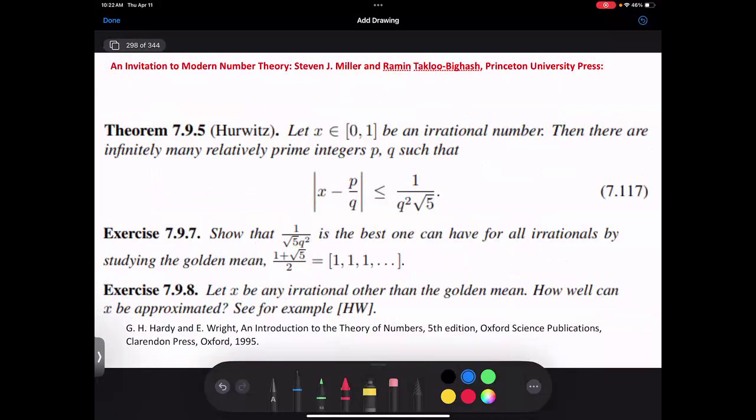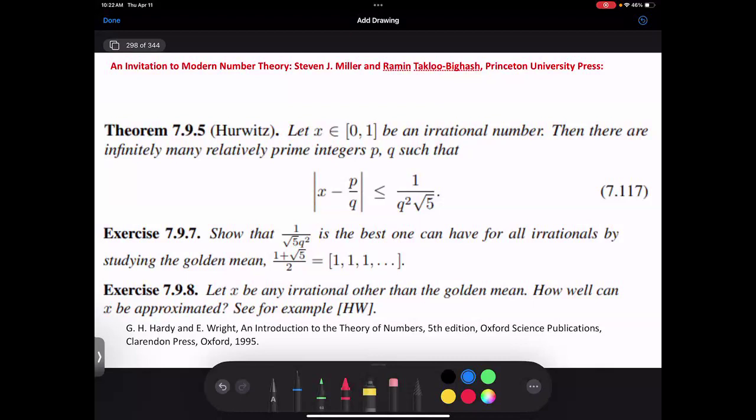Interestingly, if you look at the golden mean, 1 plus root 5 over 2, coming from the Fibonacci numbers, you can't do better than 1 over q squared root 5. In this sense, the golden mean is the most irrational of all irrational numbers. There is no number that is harder to approximate by rationals than the golden mean.